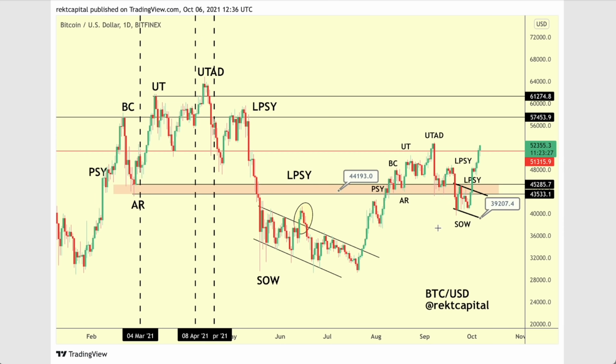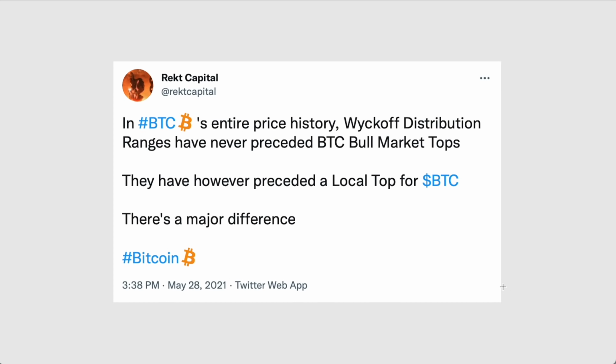But the fact that we've seen two invalidations of Wyckoffian distribution ranges, both on the macro scale and the micro scale, is only a testament to this tweet back in May, that Wyckoff distribution ranges are shakeouts, and they figure as the ultimate bear trap to shaking you out from your Bitcoin positions before reversing towards the upside.